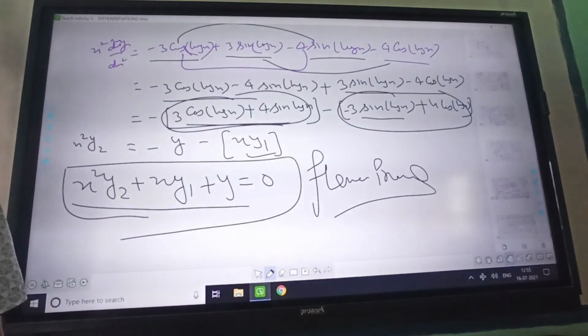So now this is the process how we can find out the second derivative of a function. So today is enough. Thank you very much.